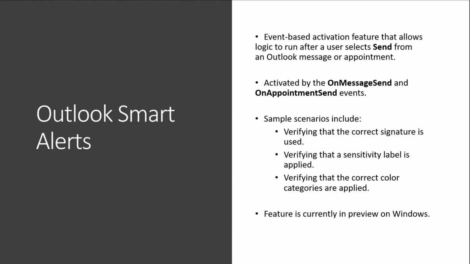This can be really helpful in scenarios like when you want to verify that your user is using the most up-to-date and correct signature, depending on what email or appointment that is. If you want a user to use a sensitivity label and apply that on a specific item that they're sending, or even just in a simple scenario where you want to check that some color categories have been applied to a message or appointment. And this last scenario is what we'll be demoing today. This Smart Alerts feature is currently in preview on Windows, but we're hoping to also provide preview in the Outlook on the Web platform soon.